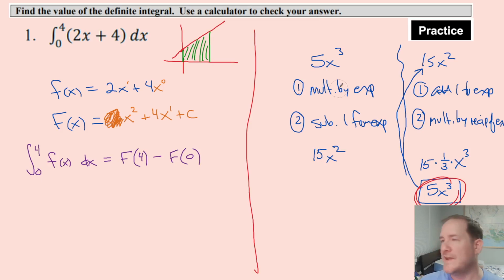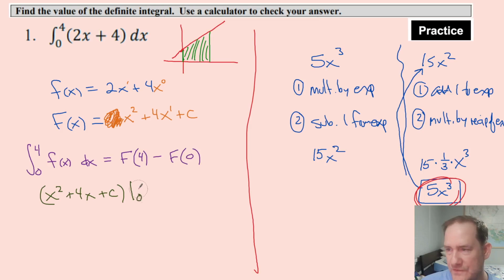Now the good news with the plus c is, when I go to apply the fundamental theorem of calculus, I'm going to plug 4 into this, right? So I know this integral is going to be x squared plus 4x. Let's say we include the plus c. Then we use this vertical line notation to show that we're going to evaluate this at 4 and then evaluate this at 0 and subtract. We'd be getting 4 squared plus 4 times 4 plus c.